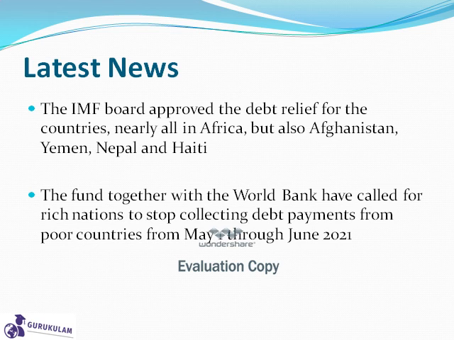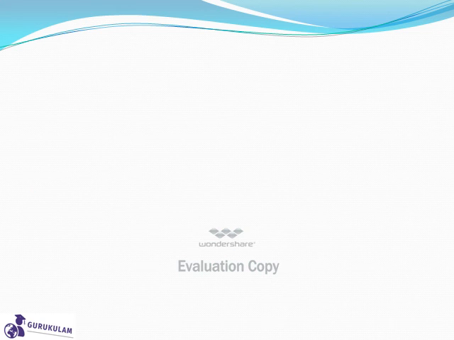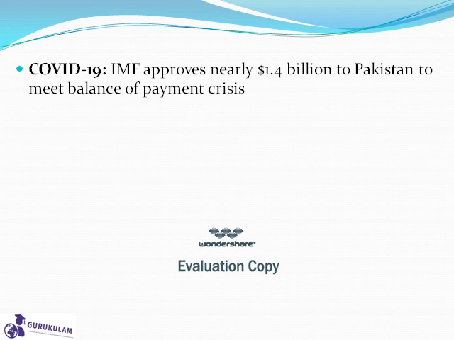So guys, as we know, due to COVID-19, our economy slowed down. So here, due to that reason, the fund together with the World Bank have called for rich nations to stop collecting debts. COVID-19: IMF approves nearly $1.4 billion to Pakistan to meet BOP crisis. Okay, this is very important information as it is recently done.